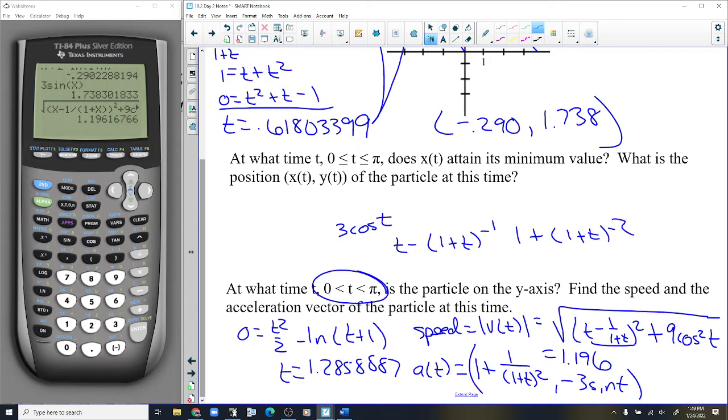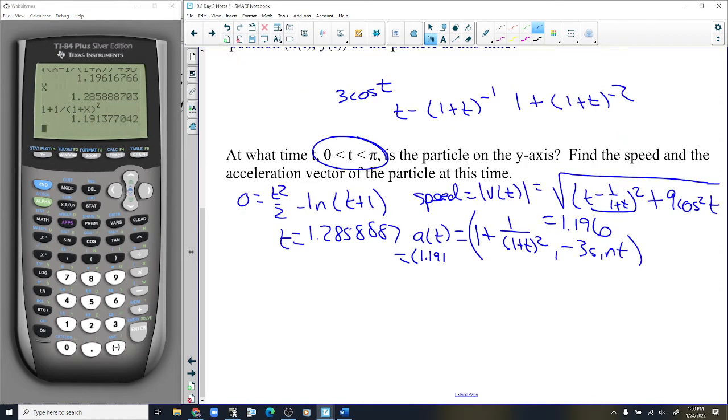But we've got to plug this in. But remember, x has the value that we want. X is holding that value. So 1 plus 1 divided by 1 plus x squared. Oh, I missed. Plus 1.191, 1.191, comma, and then negative 3 sine of x. Negative 2.879. There we go.